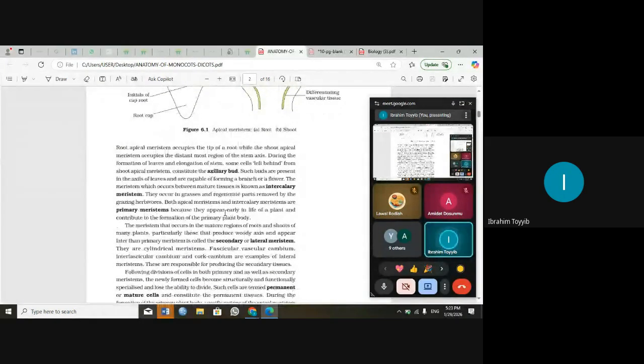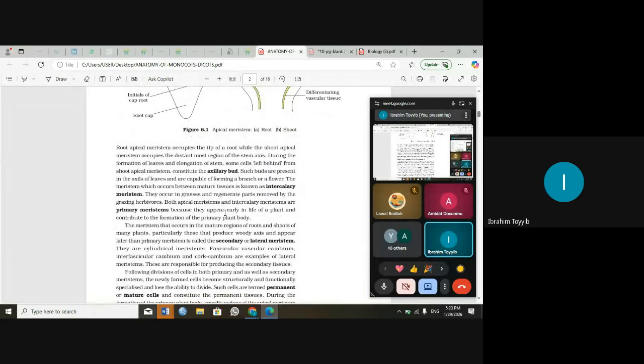So let's continue. We have different kinds of meristem. The meristem which occurs between mature tissues is called intercalary meristem. Both apical meristem and intercalary meristem are referred to as primary meristem.